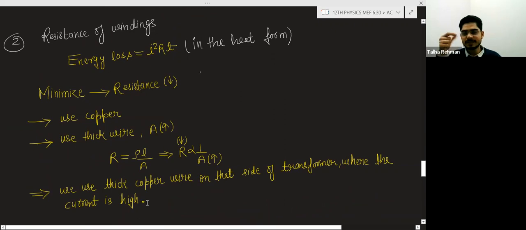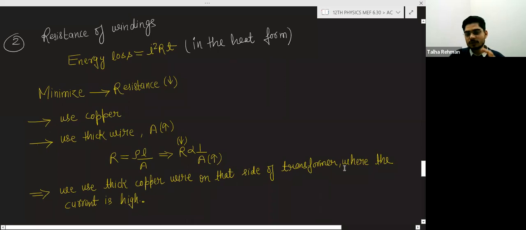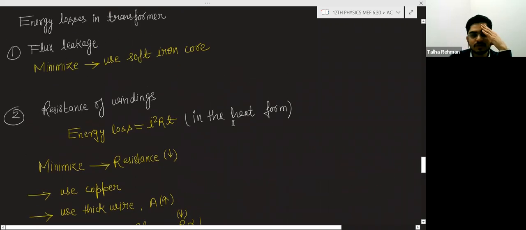Copper is a precious, costly metal. That is why we cannot make the whole transformer of copper. So we use thick copper wire on the side of the transformer where the current is very high. And another is the hysteresis loss.